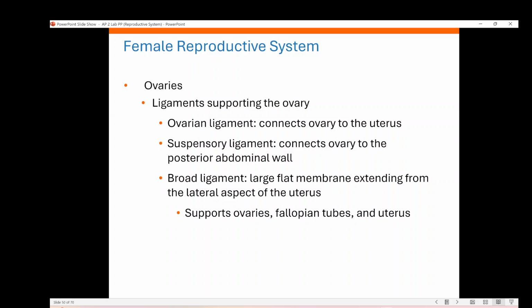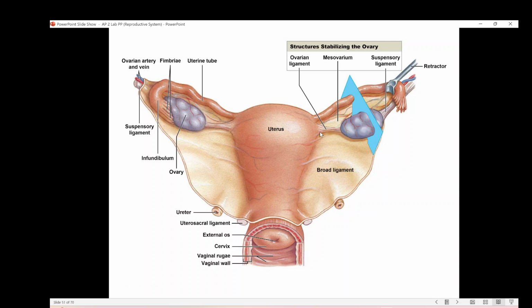There's another ligament known as the broad ligament. This is a large, flat membrane. You'll see why they call it broad ligament in a moment, that extends from the lateral aspect of the uterus. And it's not just supporting the ovaries, it's also supporting the fallopian tubes as well as the uterus. So it's doing more than just the ovaries. Here it is. So extending here from the side of the uterus, look at this big, broad ligament going all the way to the side. And you can see it's supporting the ovary, supporting the fallopian tube as well as the uterus.